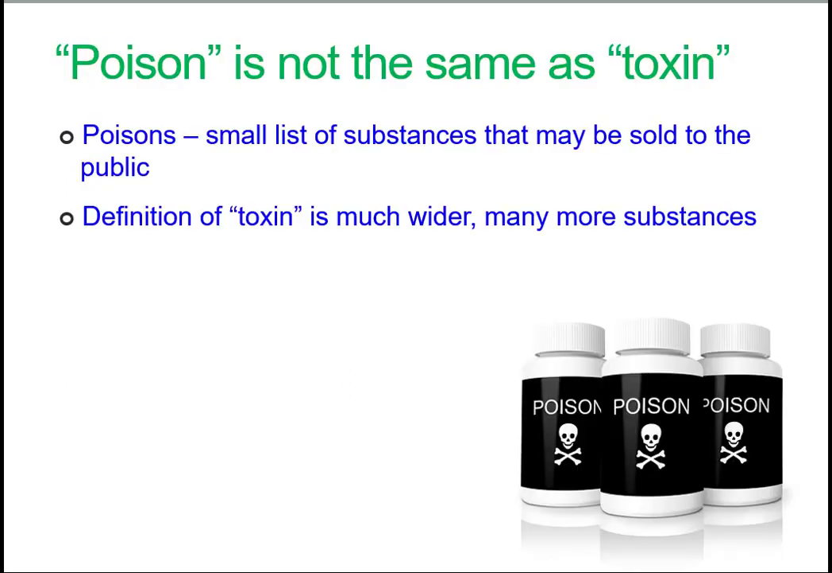In the public mind, terms like toxin and poison are often seen as synonyms. This is not strictly speaking the case, although there is some overlap. Poisons refers to a relatively short list of substances that may, in some circumstances, be sold to the public, for example, rodent poisons. Toxin is a designation that is applied to a much wider range of substances that are used in industrial and other employment-based circumstances.